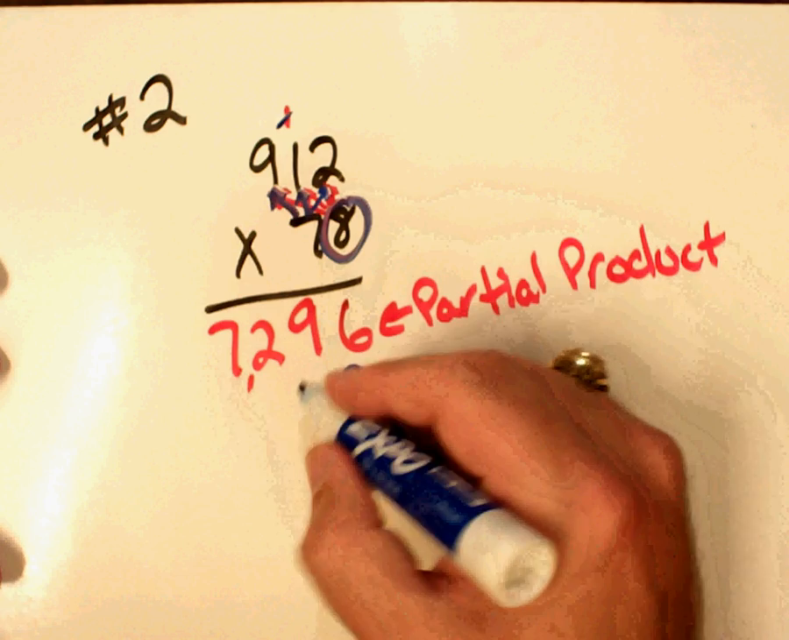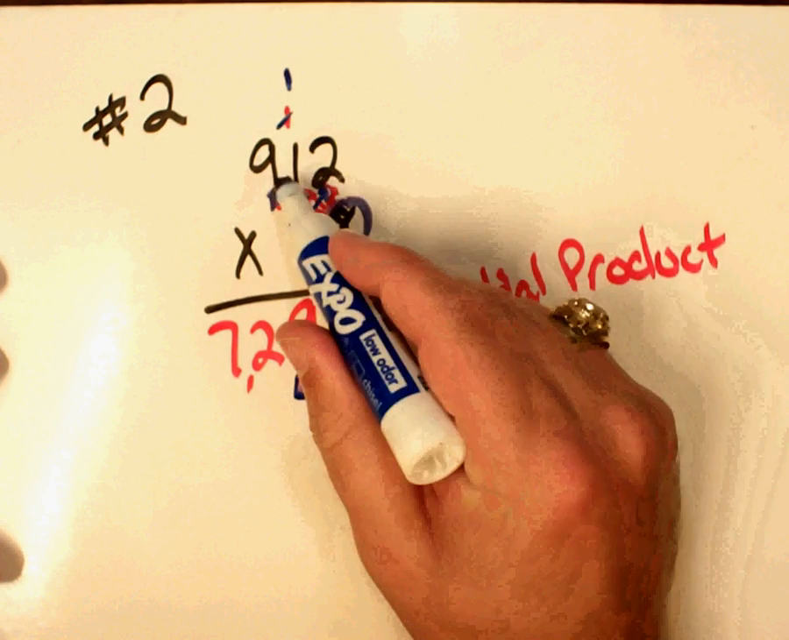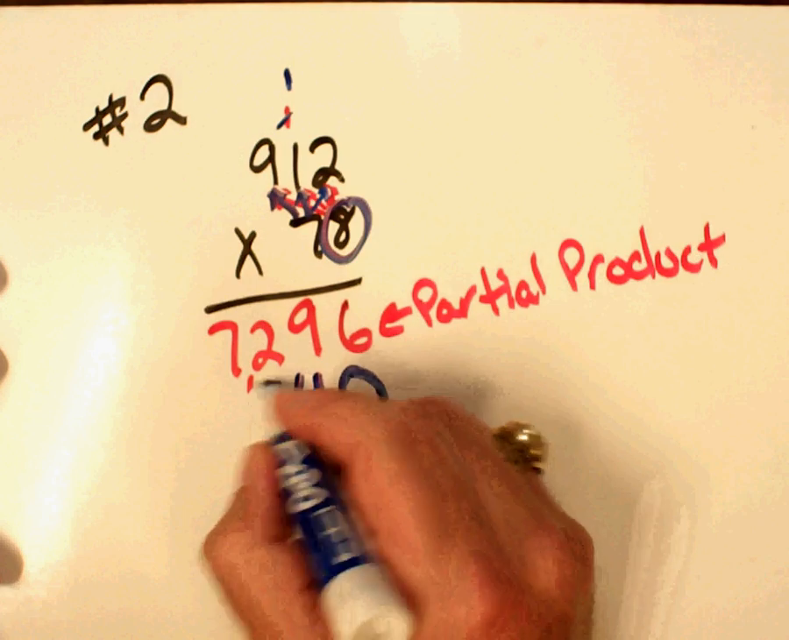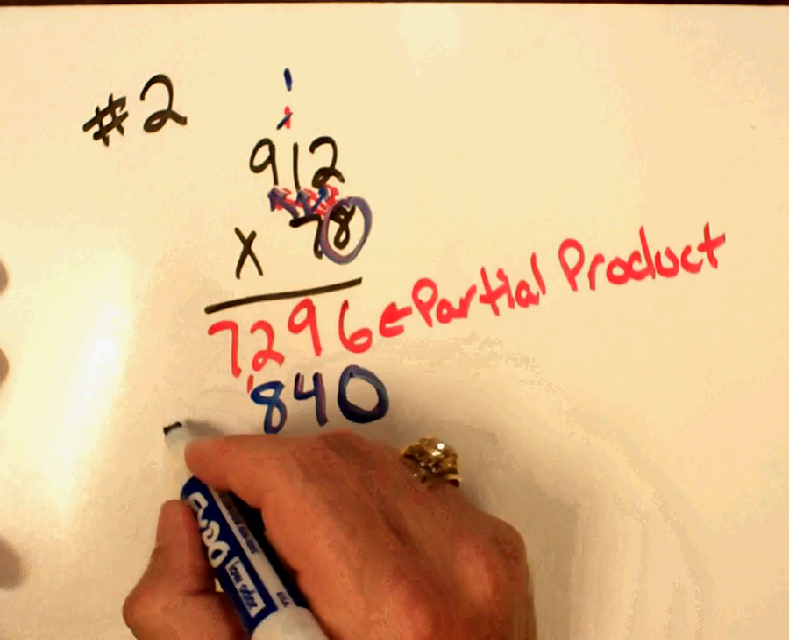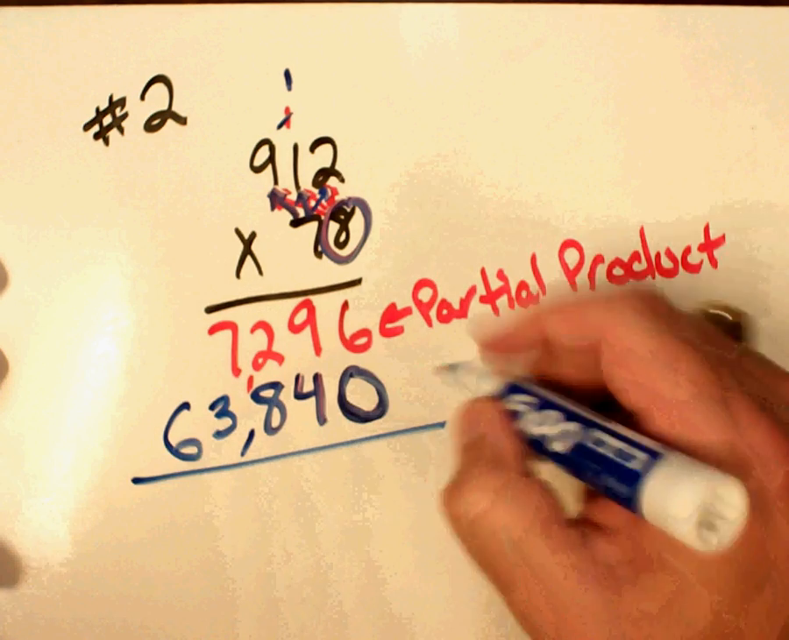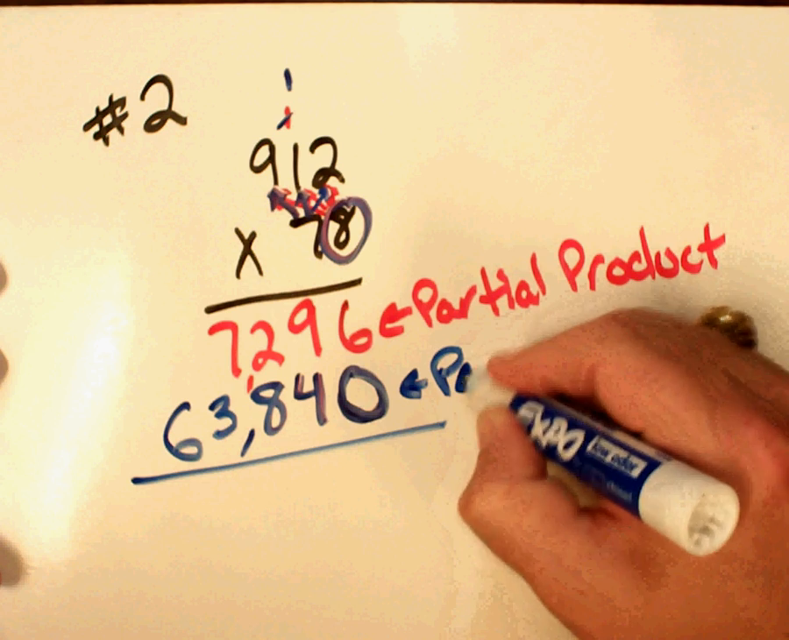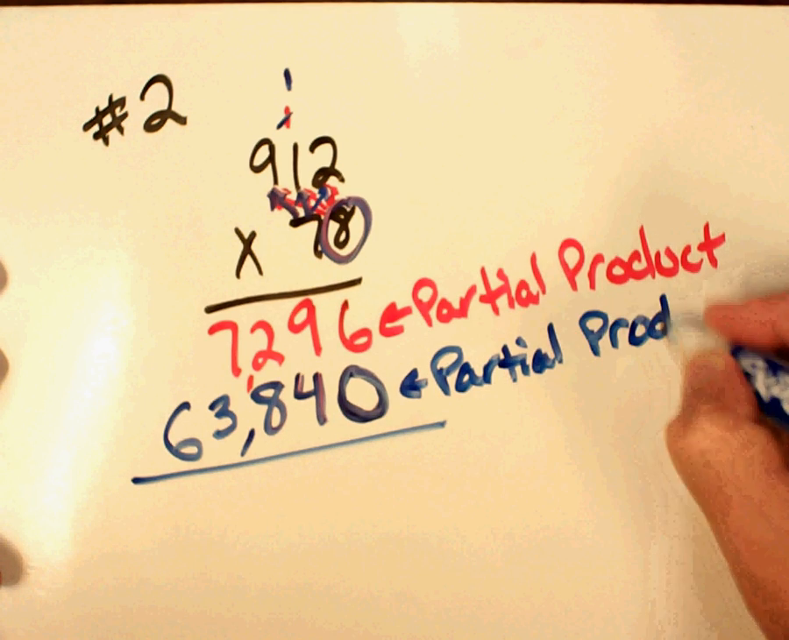7 times 2 is 14. Carry my 1. 7 times 1 is 7, plus 1 is 8. And then 7 times 9 is 63. And that gives me my second partial product.